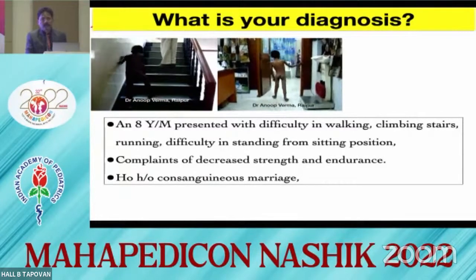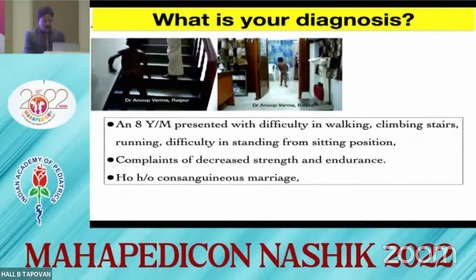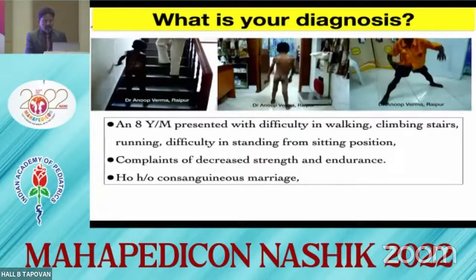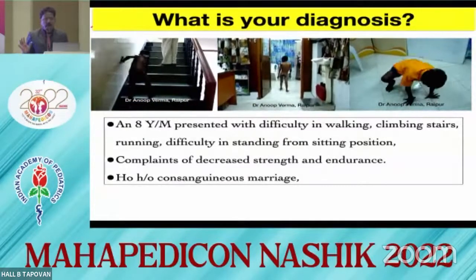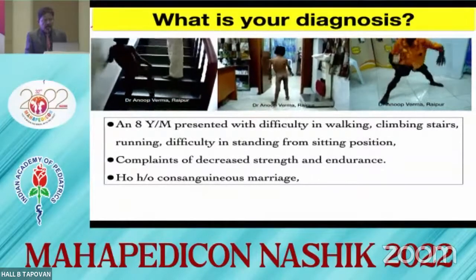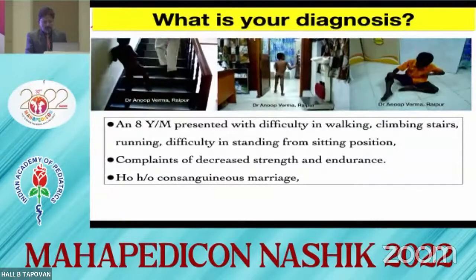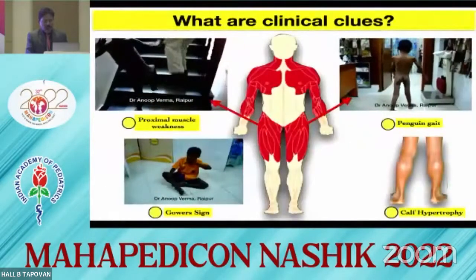You have seen the penguin moving. This is due to the proximal muscle weakness of the thighs to the legs. You can see that this is an exhibition of the Gower sign. Now it is very clear in our mind that we are dealing with proximal muscle weakness, Gower positive, and this may be Duchenne muscular dystrophy.